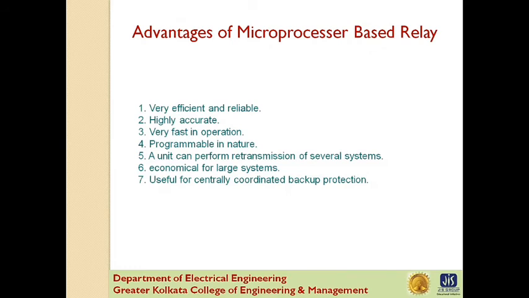What are the advantages of microprocessor based relay? The main advantage of this relay is that it is programmable. The program can handle online calculation and make the decision accordingly. There are other advantages: it can perform the retransmission operation of several systems. It is very efficient and reliable, highly accurate, very fast in operation, programmable in nature. A unit can perform a retransmission of several systems, economical for large systems, and useful for centrally coordinated backup protection.